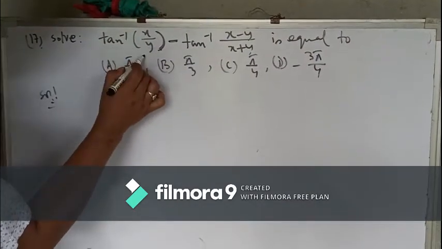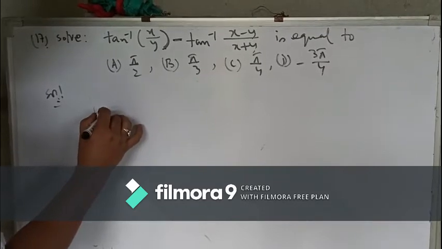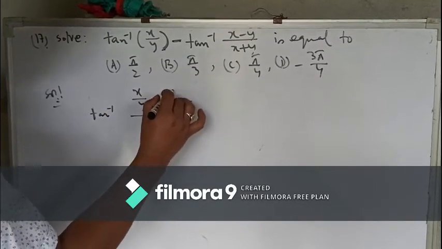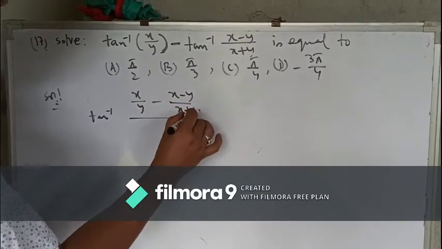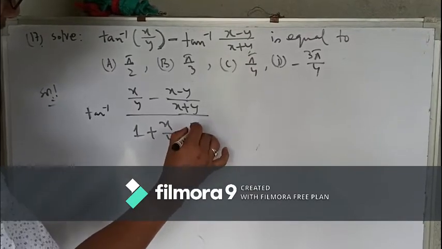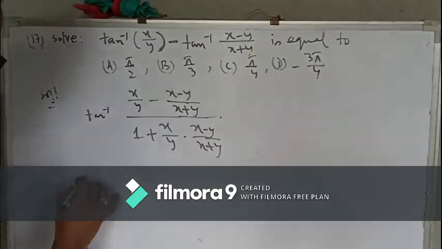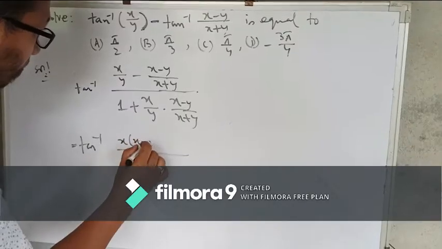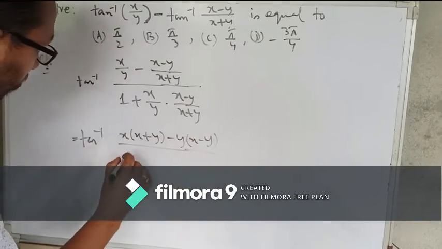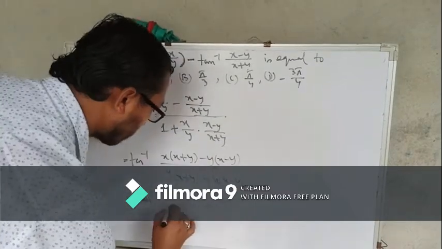Property: tan inverse of x minus tan inverse of y. We will have tan inverse of x minus y over 1 plus xy. That means tan inverse of x by y minus x minus y by x plus y, and below it is 1 plus xy, which is x by y into x minus y by x plus y. This calculation part you can also do yourself, it is very simple.